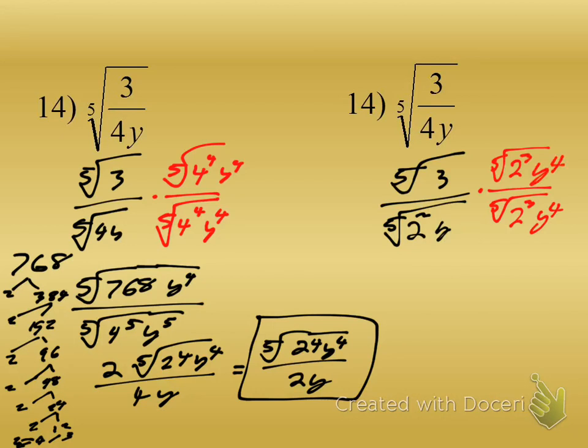Now, watch this. Down below, we have 2 squared times 2 cubed, which will be 2 to the 5th. The 5th root of 2 to the 5th is 2. Y times y to the 4th is y to the 5th. The 5th root of y to the 5th is y. What's 3 times 8?